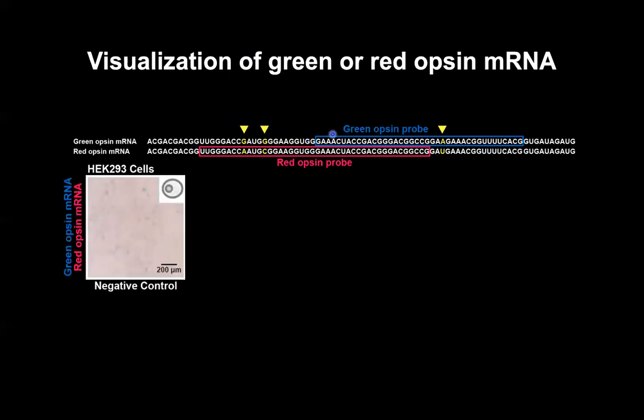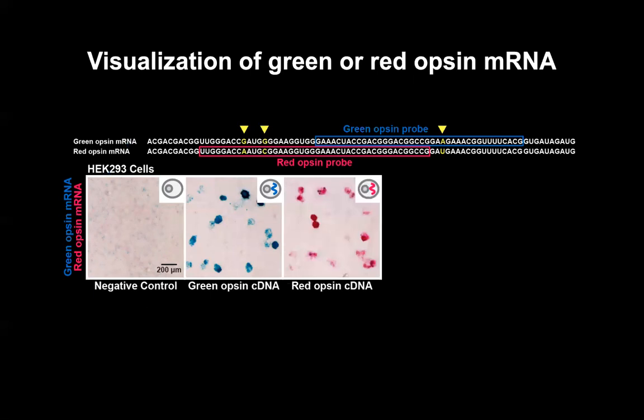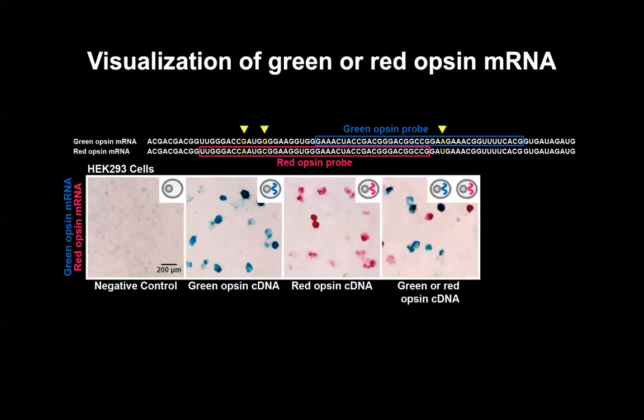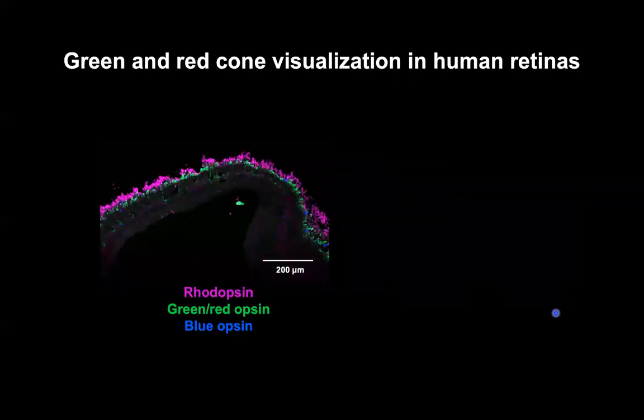Using HEK293 cells probing for both green and red opsin mRNA, in the negative control we see nothing, and we see the green opsin signal in the green opsin transfected cells, red opsin signal in the red opsin transfected cells, either green or red signal when these populations of cells are mixed, and a dark purple stain when the plasmids were co-transfected. This was the first time that anyone has been able to visualize green and red opsins in fixed tissue, and so I was excited to use this technology going forward in human retinas and organoids.